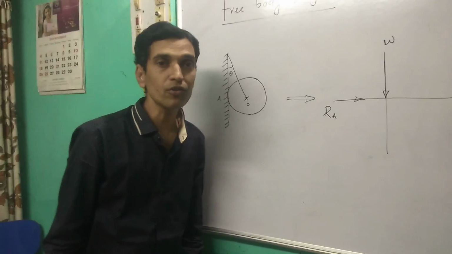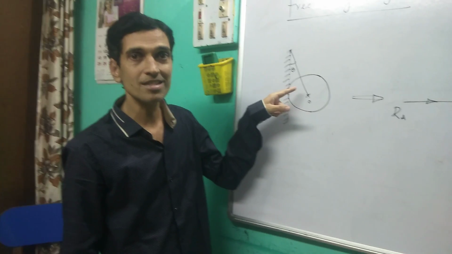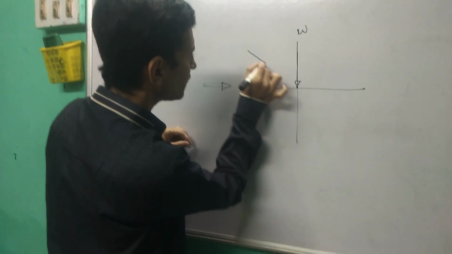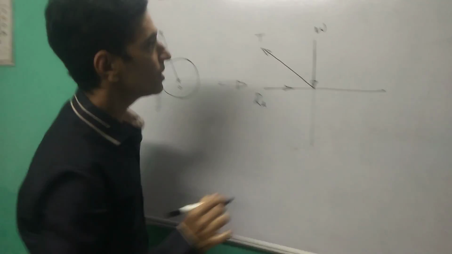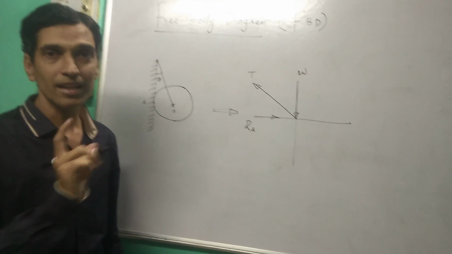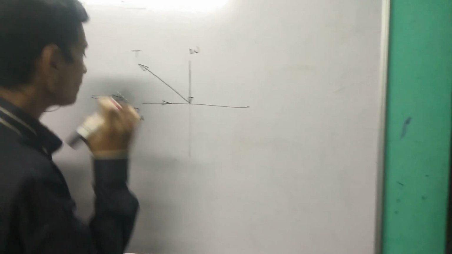Now what is the third force here? The third force is the tensile force carried by the cable. Whenever you show the tensile force on the body, it is shown away from the body. Let us take T as the tensile force carried by the cable. So these are the forces acting on the spherical ball.